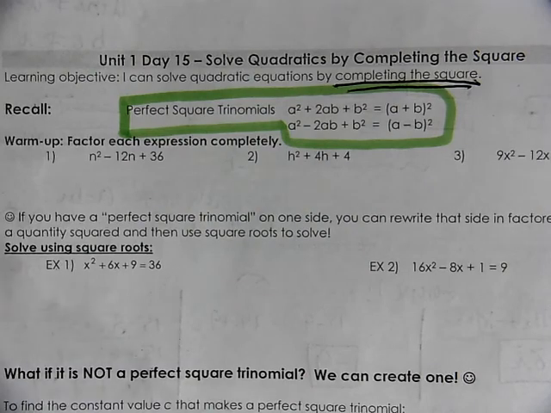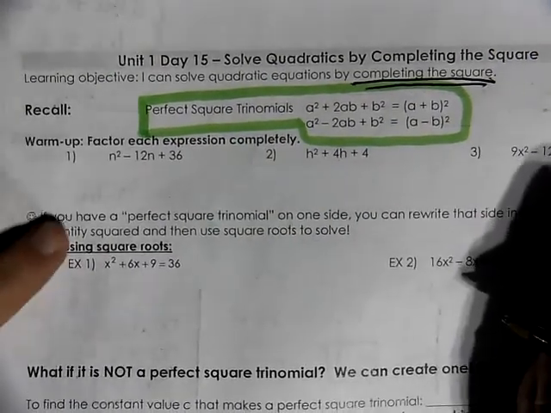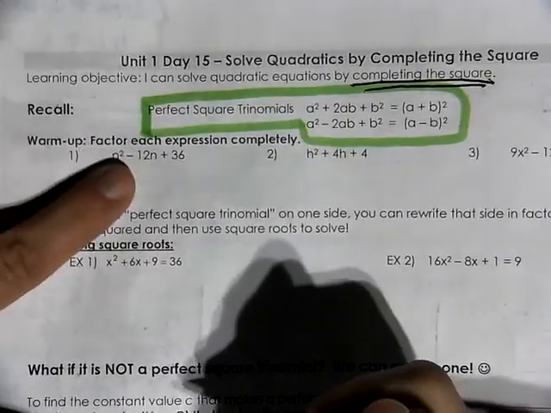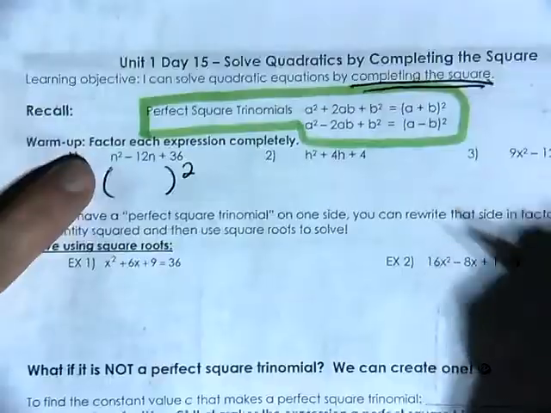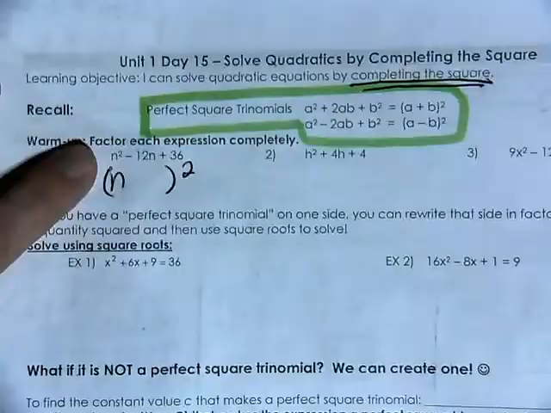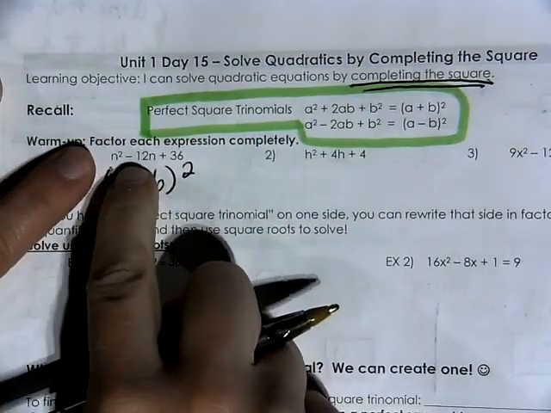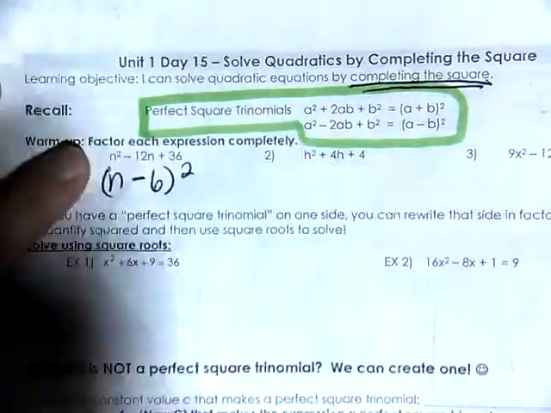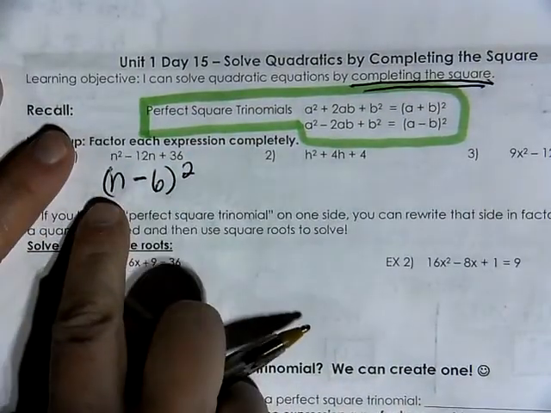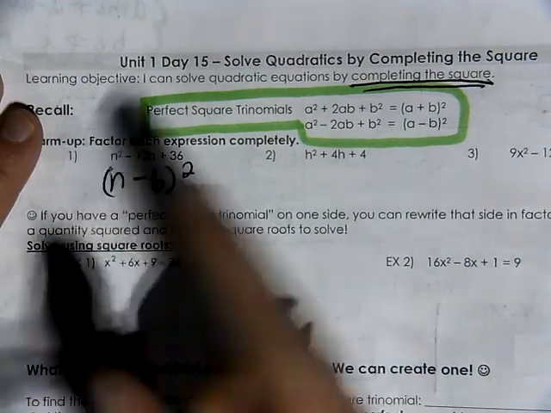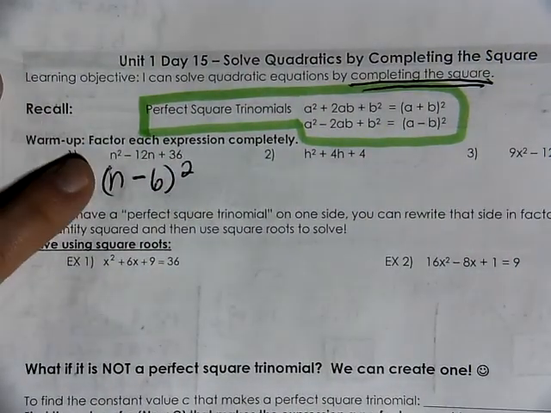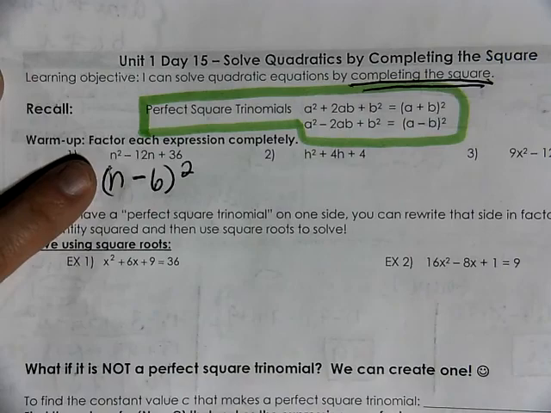All right, let's go ahead and see how well you did. So the first thing that we want to do when you see n squared minus 12n plus 36 is recognize that it's a PST. The square root of n squared is n, the square root of 36 is 6, and we have a minus sign, so that's going to be minus. Let's think about this. 6 times n is 6n. 6n doubled is 12n. So yeah, that's a perfect square trinomial, and our factorization works.